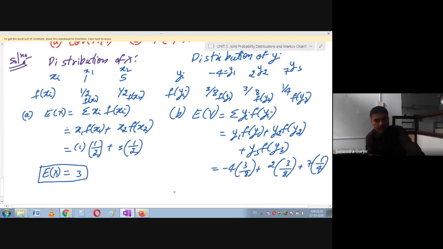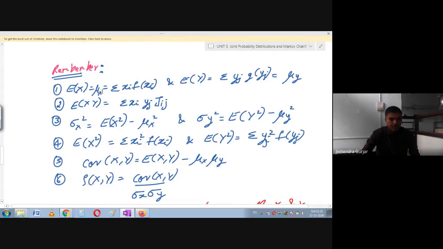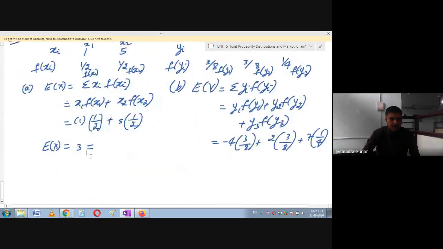So like this, you should be able to calculate. One thing also remember, what is E of X? In the formula I have already given here, E of X is nothing but mu x. Mu x is nothing but the mean. So please remember, we are going to consider this as mu x.